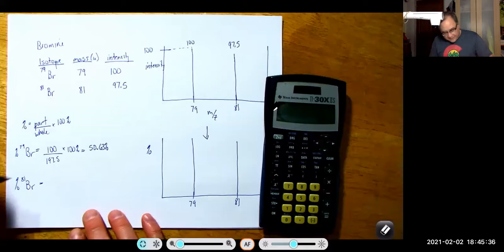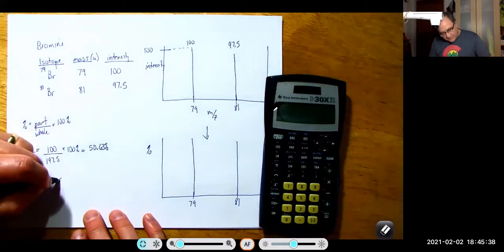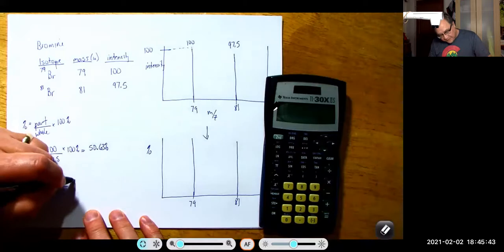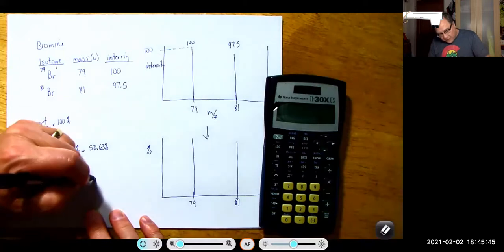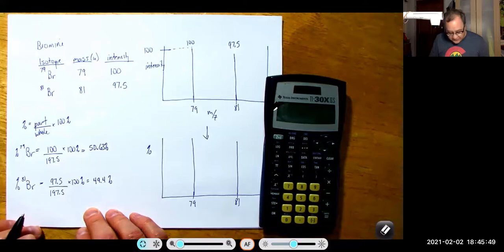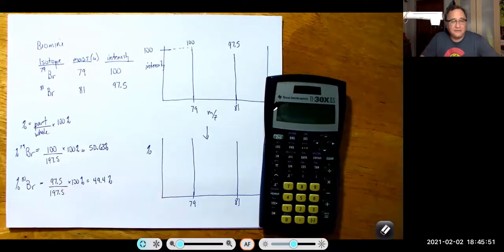Okay, so we get 97.5 over 197.5 times 100%. And I believe we get 49.4%. 3 significant figures because of this 97.5.